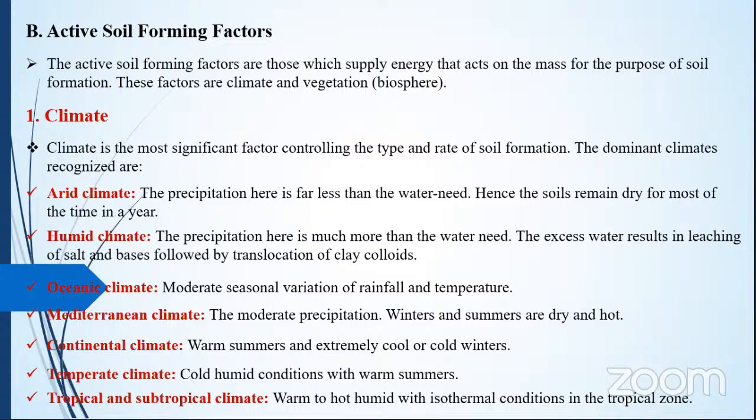In oceanic climate, what will happen? You can see very moderate variations in rainfall and temperature. In Mediterranean climatic conditions, there is moderate precipitation, and winters are dry and summers are hot. Naturally, here also the precipitation will be different. And in continental climate, there are warm summers and extremely cool winters. Naturally, this type of climate is somewhat prevalent.